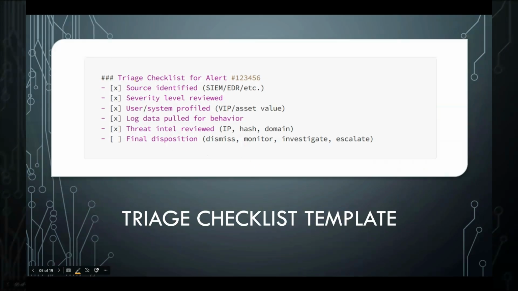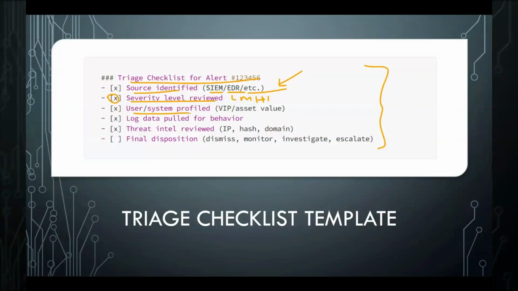Next we have a triage checklist for alerts. You can use this simple template I generated when you are reviewing your alert. Here you can see source identified. If any alert triggered, you identify the source, like whether it is from SIEM, EDR, or any email server or any other system. Then severity level reviewed. So you check the severity of the activity, whether it's low, medium, high, or informational.